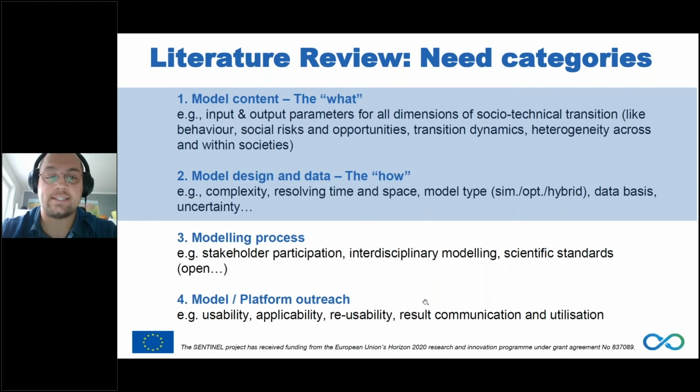The second category is the model design and the data, meaning we are looking at the how should the what be modeled. For instance, what is the optimal degree of complexity? How should models be resolved in time and space? What is the best model type? What characteristics should the databases have, and so on and so forth. And then we came up with two further categories: the modeling process and the model and model platform outreach and communication. I will not talk about this today because I think the audience today is more interested in these first two categories. So the rest of my presentation will focus on some findings of those two. Next slide, please.